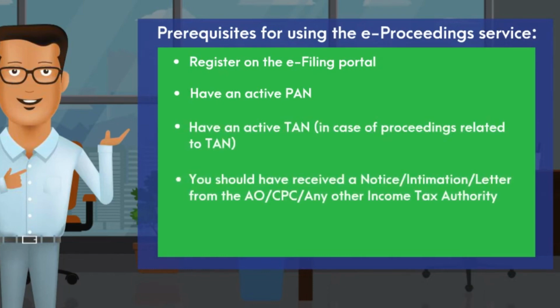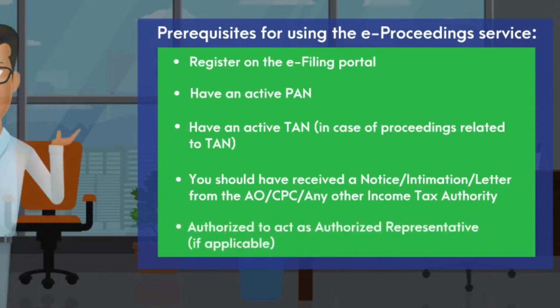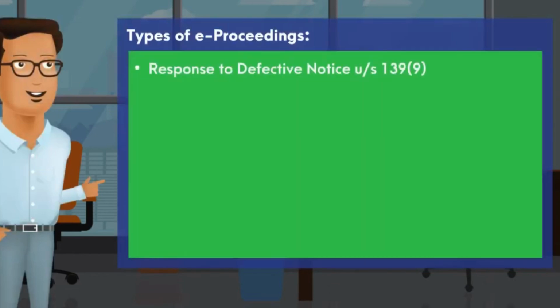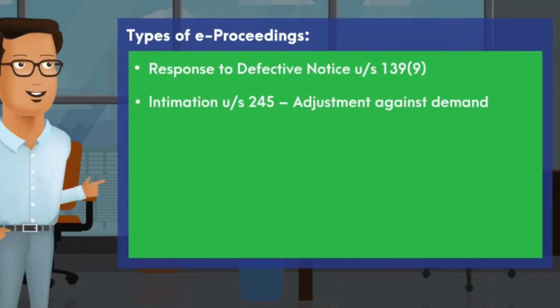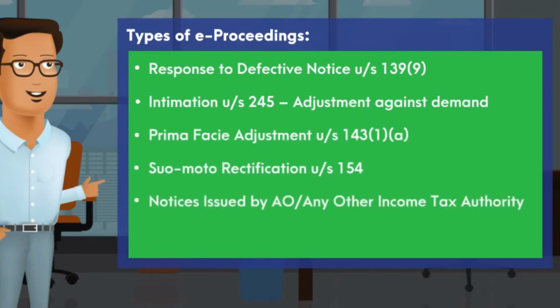You should also have received a notice, intimation, or letter from the assessing officer or AO, CPC, or any other income tax authority. If you need to provide a response on behalf of anyone, they need to add you as an authorized representative. Using the e-proceedings service, you can respond to various notices, intimations, or letters as listed on screen. You can also upload attachments in support of your response.